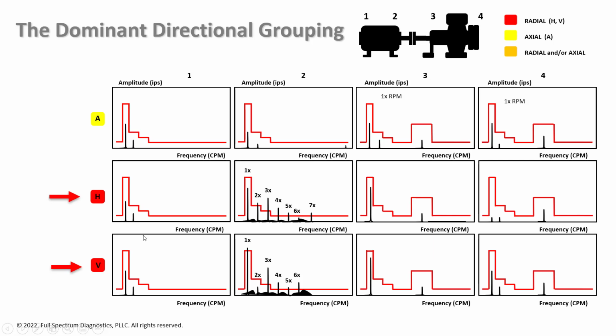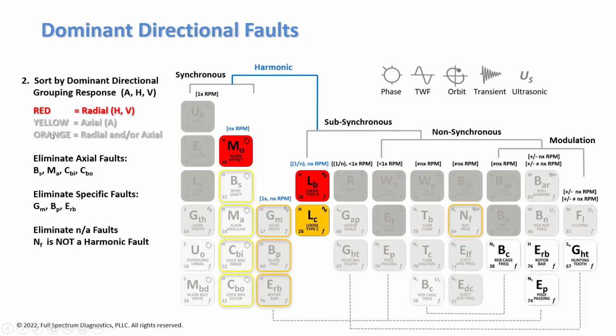But right now we're sorting by directional response, and axial isn't involved, so we can take all the axial faults off the table, which we've done here. So we got rid of the bent shaft, angular misalignment, cocked bearings.